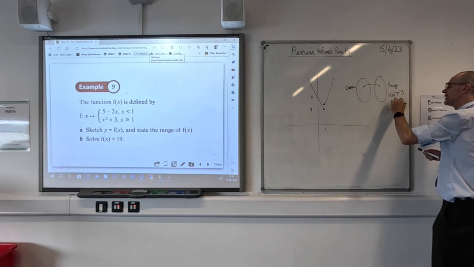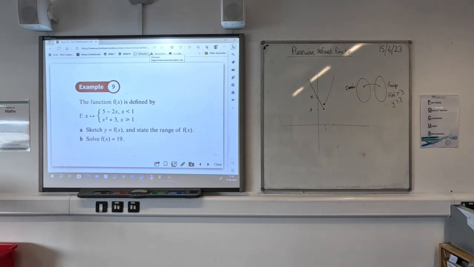Remember what we were saying, not yesterday, day before, that actually we really ought to say the range in terms of f of x.